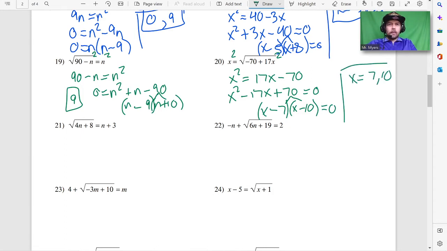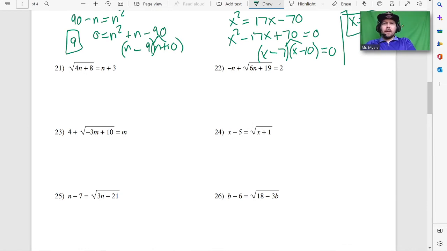And usually both would be fine. We could test it out. We could test the 10 out pretty easily, actually. 17 times 10 is 170. Minus 70 is 100. Square root of 100 is 10. So the 10 works out. 7 is a little harder to check, but I would imagine that one would work out as well. I think that comes out to be 17 times 7, which is 119, minus 70 would come out to be 49, and the square root of 49 is 7, so that works as well. Okay.